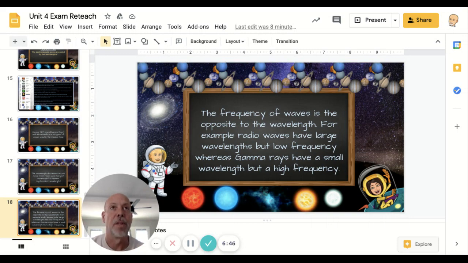So just remember that. If a question asks about radio waves having a wavelength of, say, 30 meters and a gamma ray having a wavelength of 1 meter, which one has the most frequency? Just remember, the smaller the wavelength, the higher the frequency. The larger the wavelength, the lower the frequency.